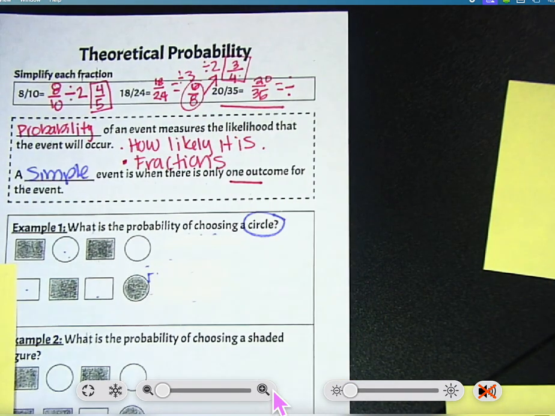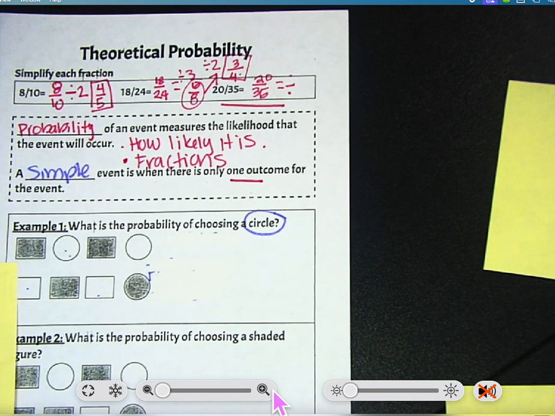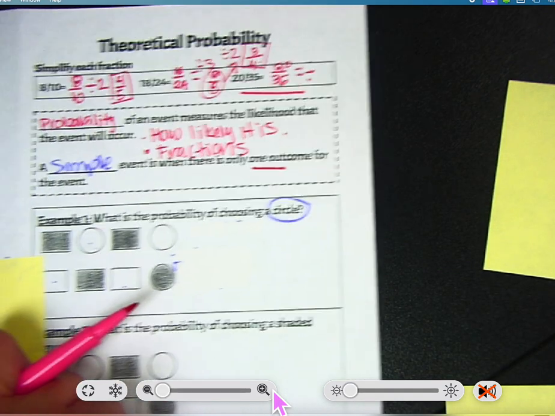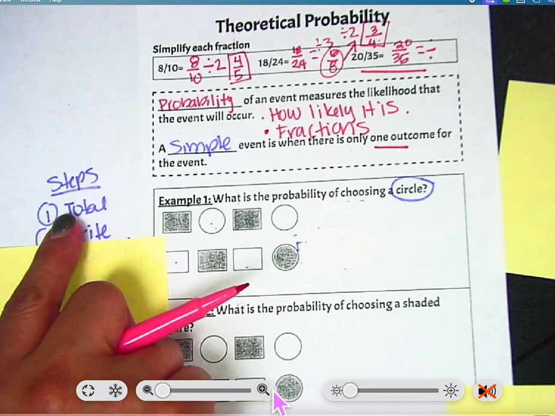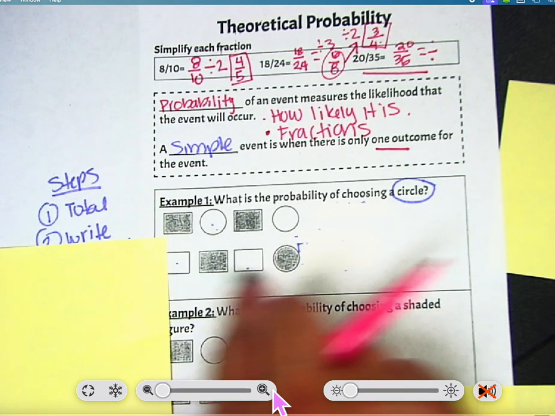So one possible outcome. All right, so we're going to do example 1 together. What is the probability of choosing a circle? The first thing, so go ahead and write your steps right over here on the side. Your first thing is to find your total. So we're going to find how many total shapes we have.